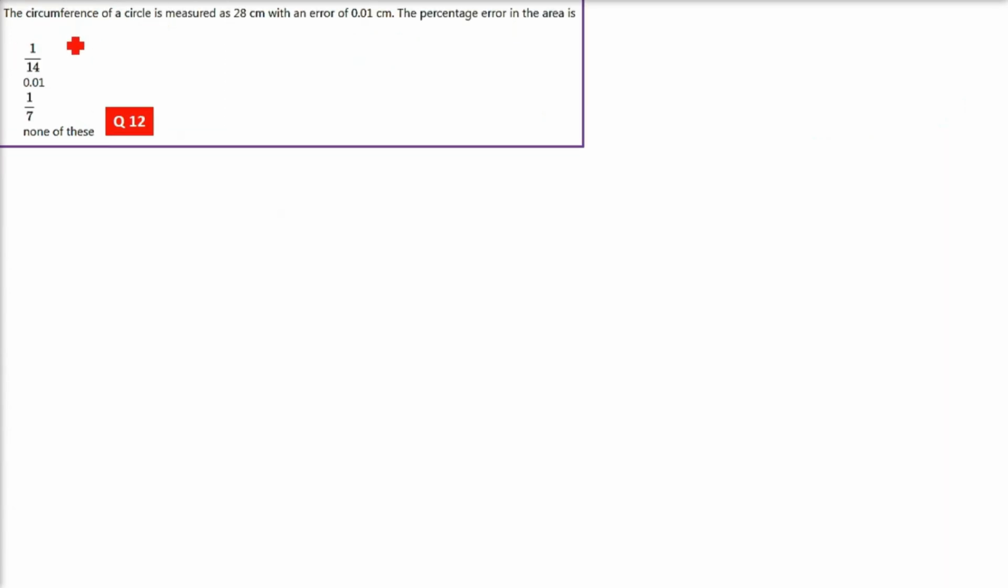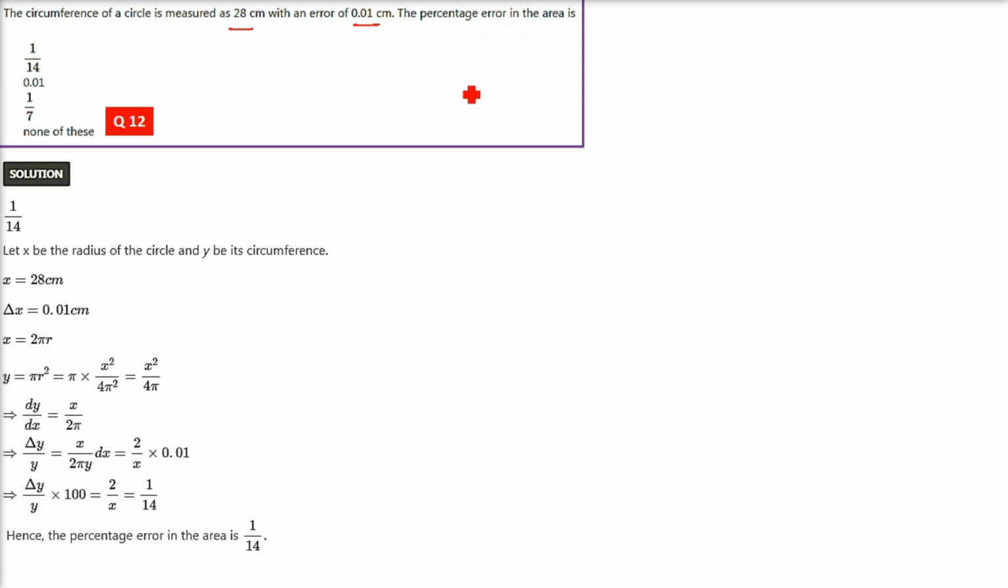The circumference of a circle is measured as 28 centimeter with an error of 0.01 centimeter. The percentage error in the area is, circumference is 2 pi r, area is pi r square. When it comes to a circle, these are the things which we are going to write. That is, area is pi r square and the circumference is 2 pi r.